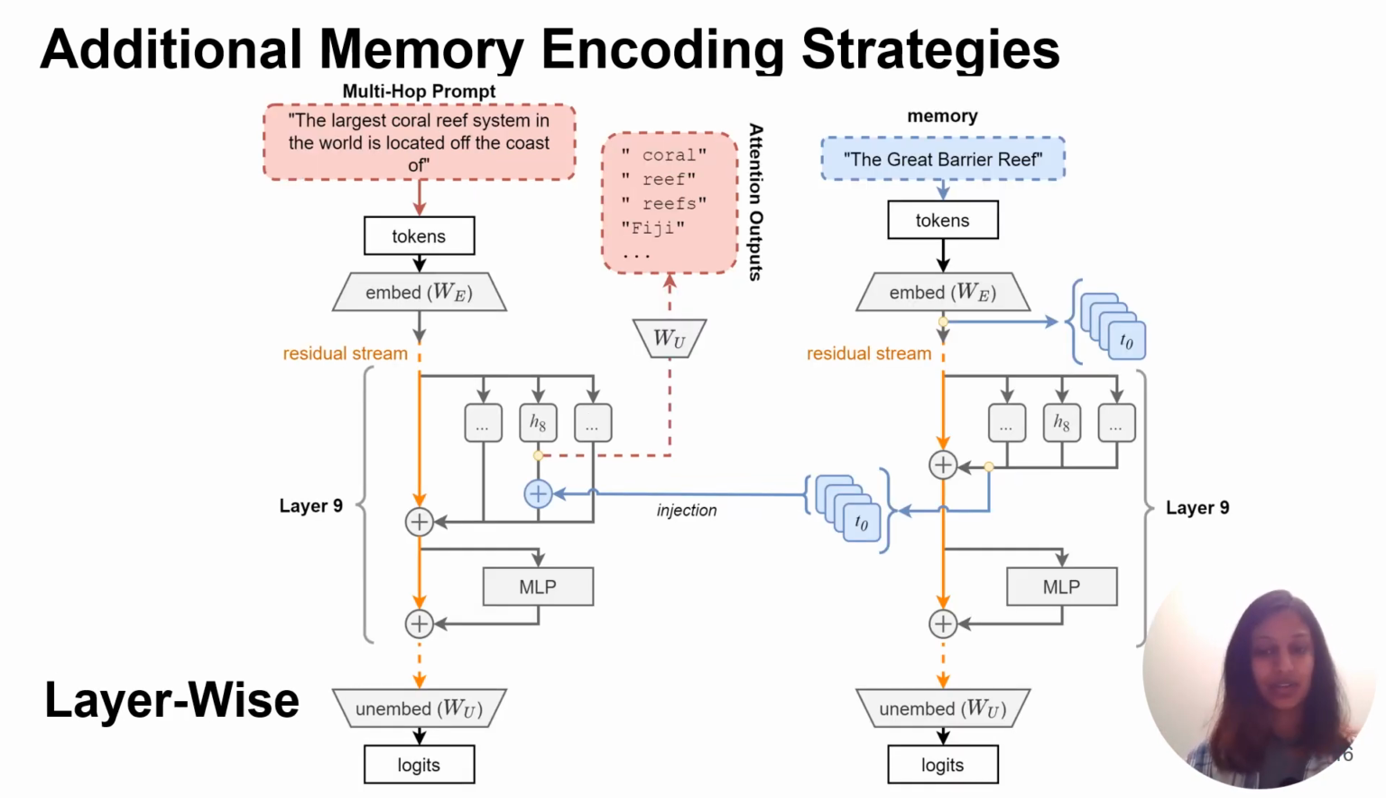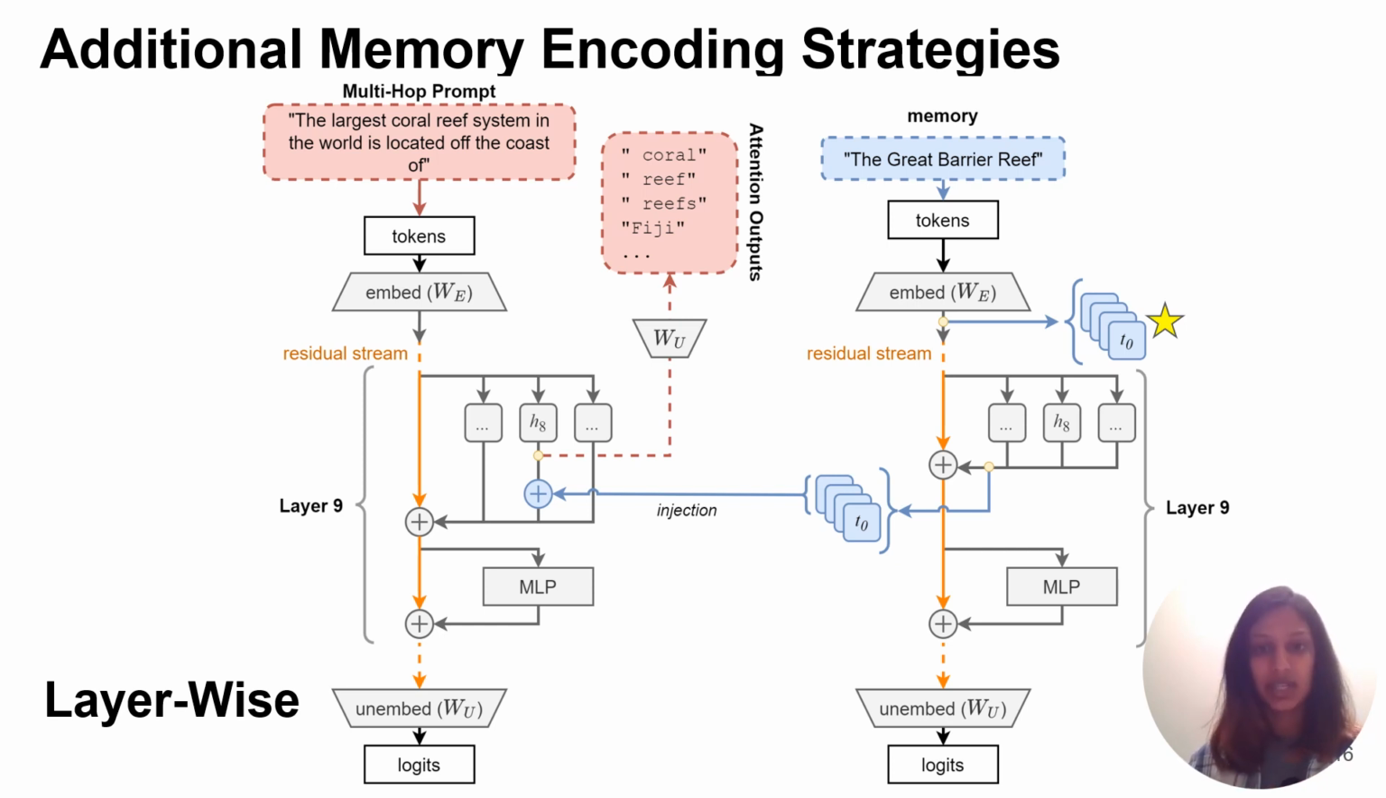And the last encoding strategy is called layer-wise. This one is really interesting and it looks a little bit more complicated, but don't worry, we're going to walk through it step by step. The general idea between layer-wise encoding is that we're going to take our memory and we're going to do inference on it on a separate copy of the model that we want to do the injection for.